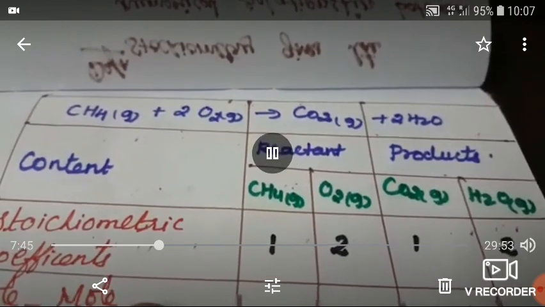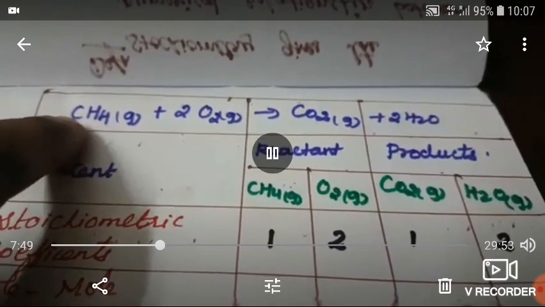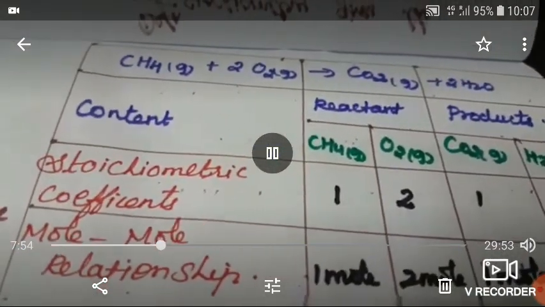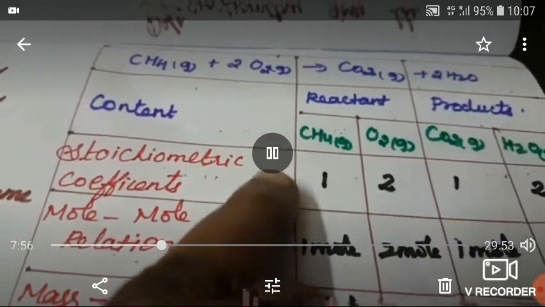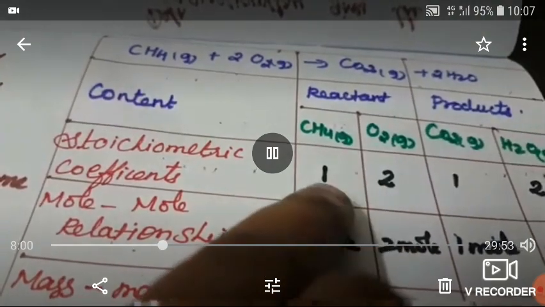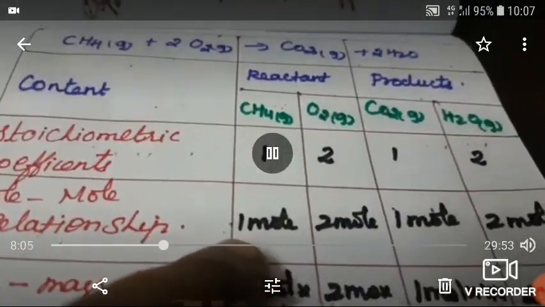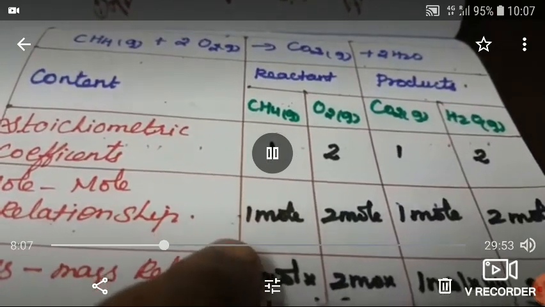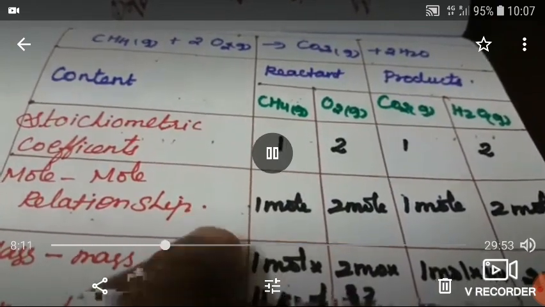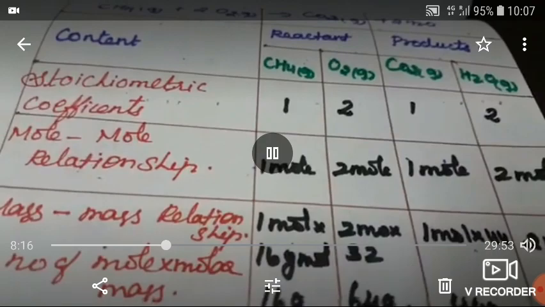Okay, so this is another one. So next one, the CH4. What is the molecular mass of CH4? How to calculate the molar mass or molecular mass of CH4? That is the stoichiometry, 1 mole. So 1 mole of methane and 2 mole of oxygen, and 1 mole of carbon dioxide. So that is how to convert it into a mole and mass relationship.